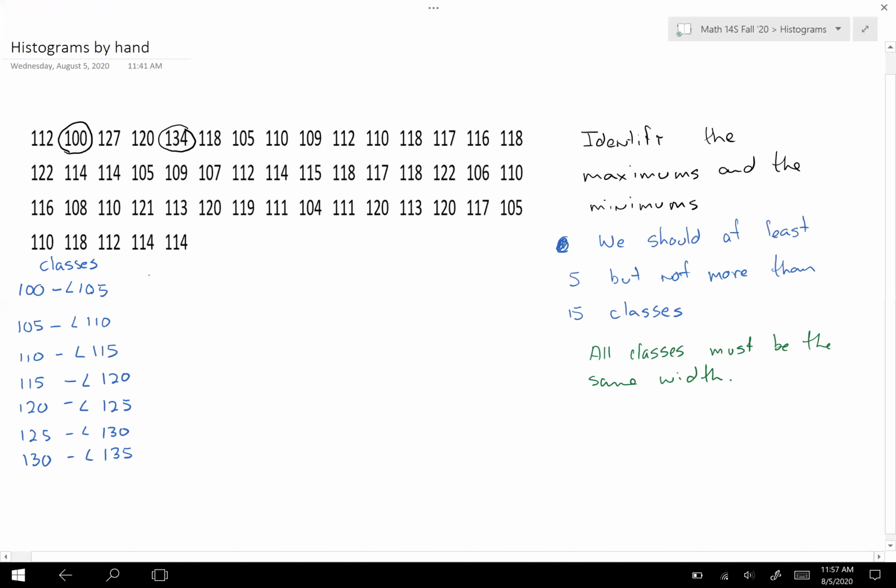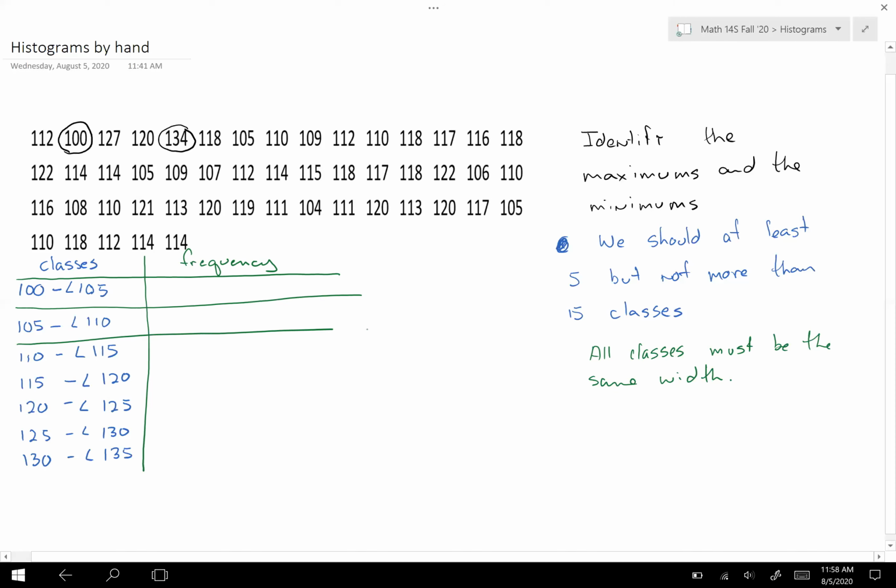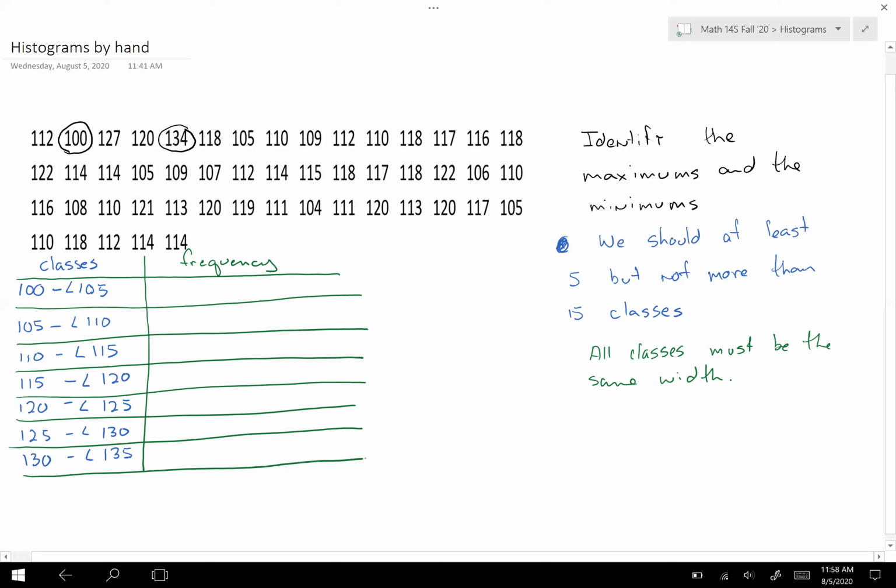All right, now I'm going to make another column here, and this is going to be frequency. I'm going to put these into lines like this, and there we go, we can have this grid type of thing. What you're going to do then is go through each of these numbers and place them into the class that they belong in.